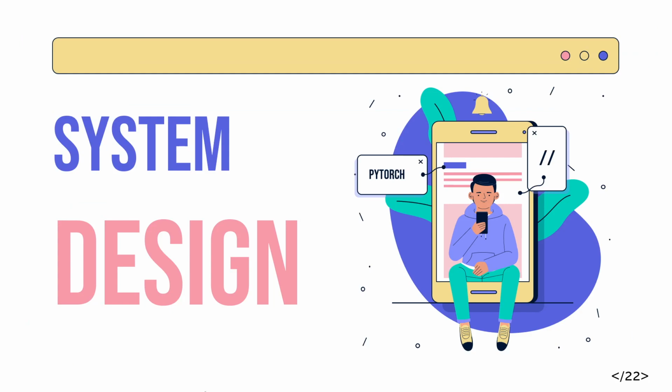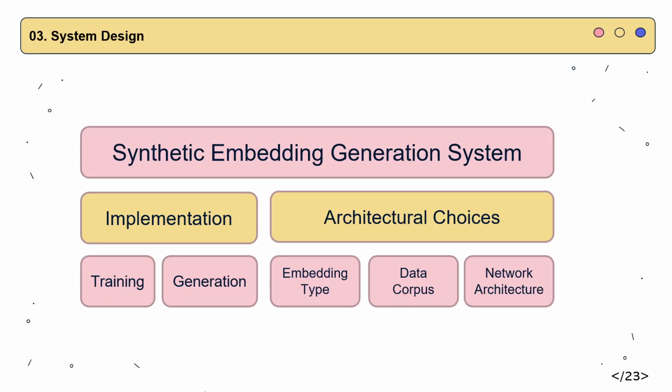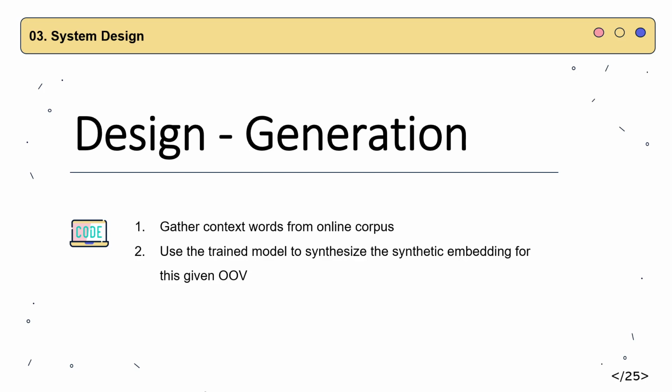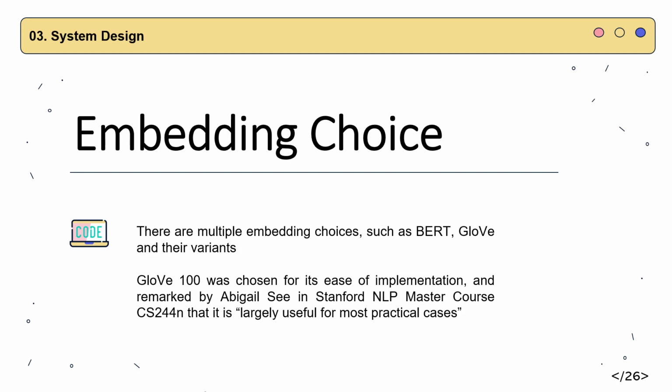So now let's talk about the system design. In order to design such a synthetic embedding generation system, we need to walk through the implementation of the training and generation pipeline, also discussing the architectural choices of what embedding to use, what data corpus to use, and what network architecture to use. Let's first talk about the training design. For a given unknown word, we can define the target words that are semantically similar to this unknown word. We can then gather the context words from an existing corpus and train the neural network in a word2vec manner. For the generation phase, we'll then gather context words from an online corpus and use our trained model to synthesize the embedding for this given unknown word from the context words that we gather from online sources.